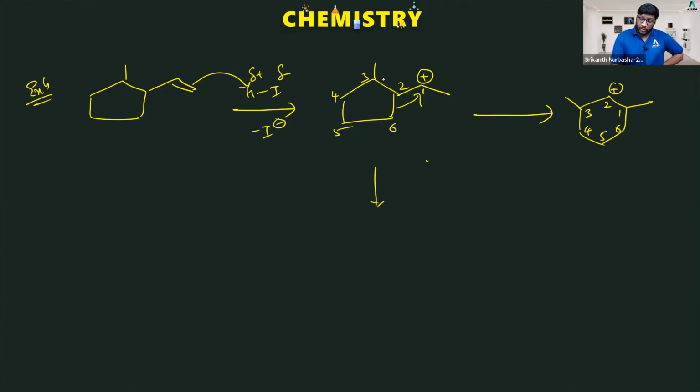I can also cleave the 2,3 bond. If I cleave the 2,3 bond, what am I getting? First carbon is now connected with the third carbon, third to fourth, fourth to fifth, fifth to sixth, sixth is connected to second. Where are the substitutions now? First carbon has a methyl, third carbon also has a methyl. Which carbon would have the positive charge now?